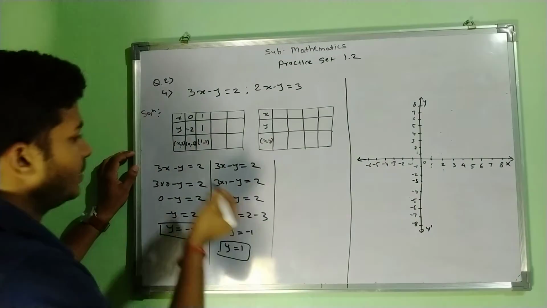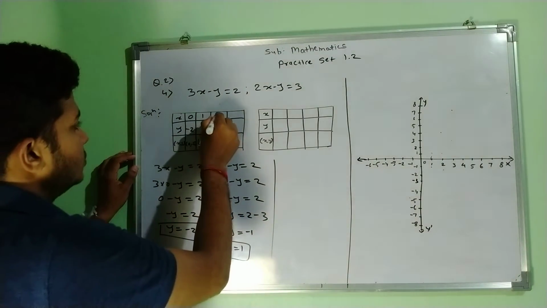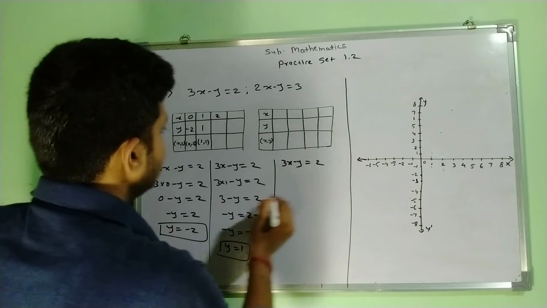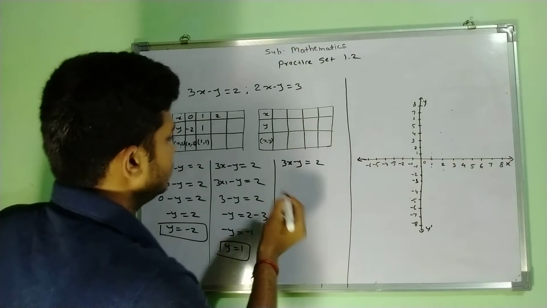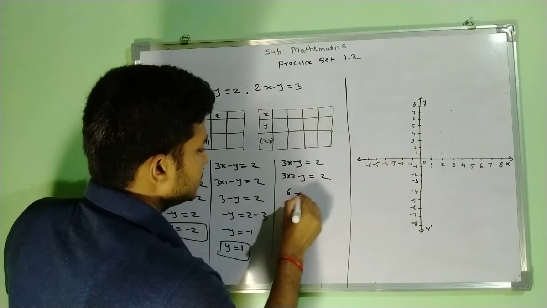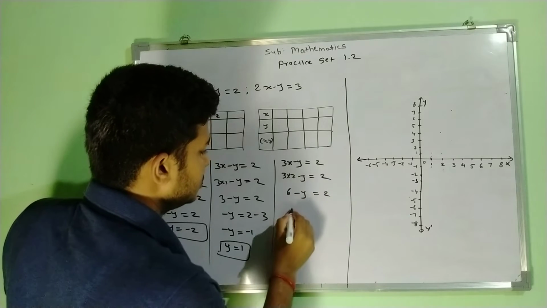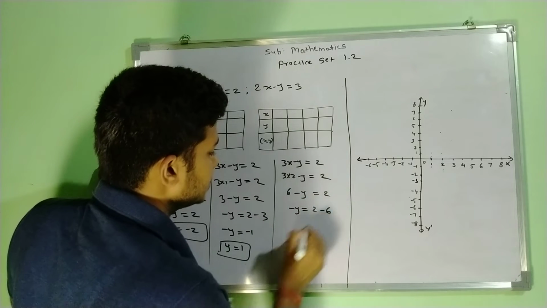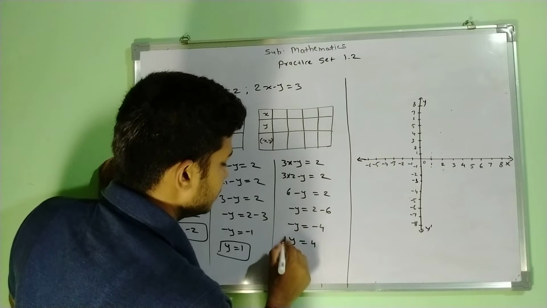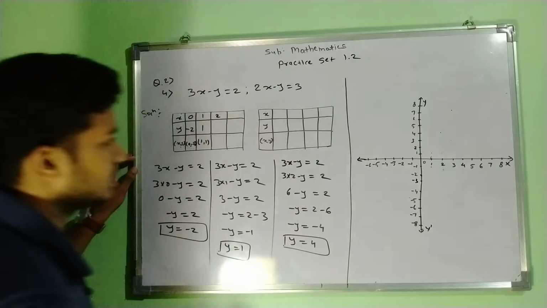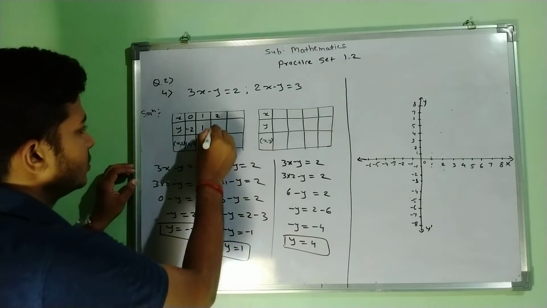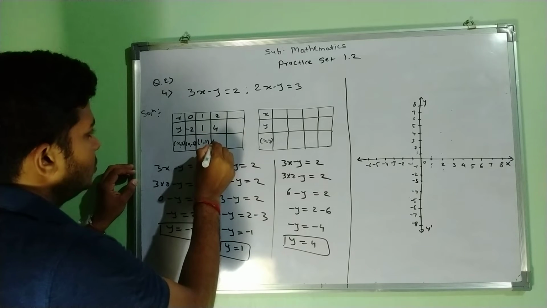Now we will take the value of x as 2. Our equation is 3x minus y is equal to 2. Now we are substituting the value of x as 2. So 3 into 2 minus y is equal to 2. 3 into 2 will be 6, minus y is equal to 2. So minus y will be equal to 2 minus 6. So minus y will be equal to minus 4. y will be equal to 4. So if we are taking the value of x as 2, we are getting the value of y as 4. So the ordered pair will be 2, 4.